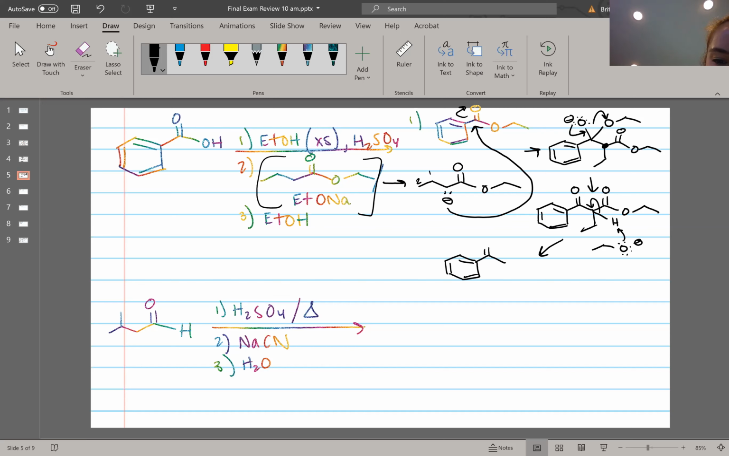So it seems kind of silly that you would make your product and then deprotonate it, but this is what's actually driving the reaction. And it's important to remember that this occurs because if you don't have a proton here to pull off, the Claisen reaction is unlikely to occur. And so after step 2, this is actually kind of your product. And then in step 3, we introduce ethanol again, so that we can protonate it again to get to our beta keto ester.